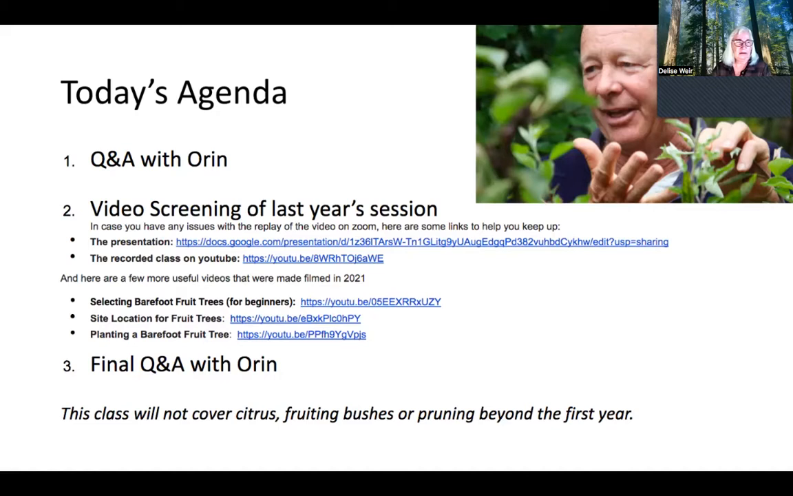I want to point out here these last three: selecting bare root fruit trees for beginners, site selection, and planting a bare root tree.